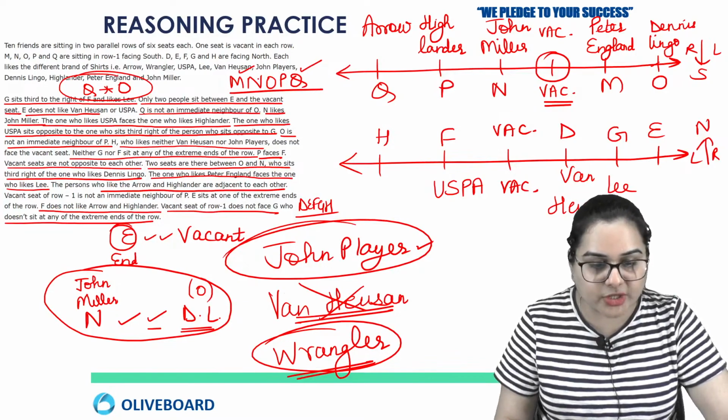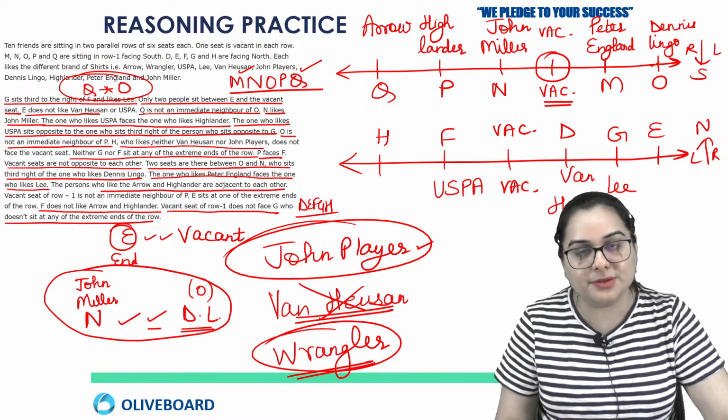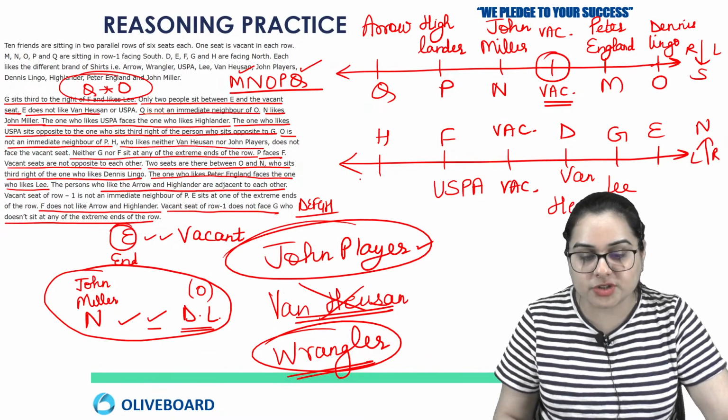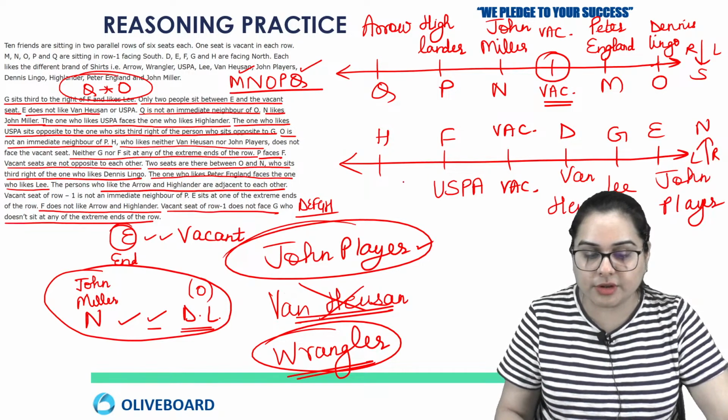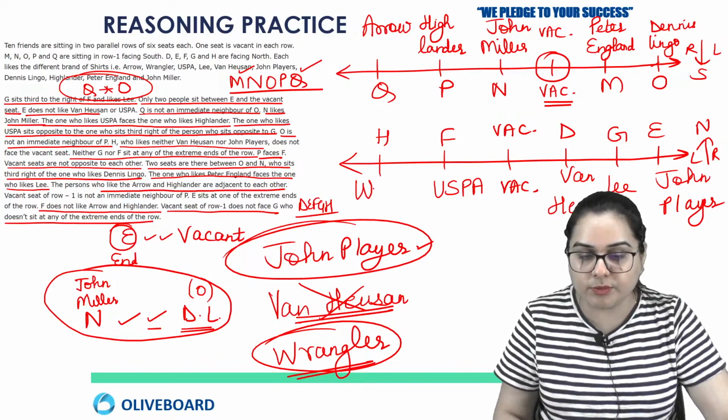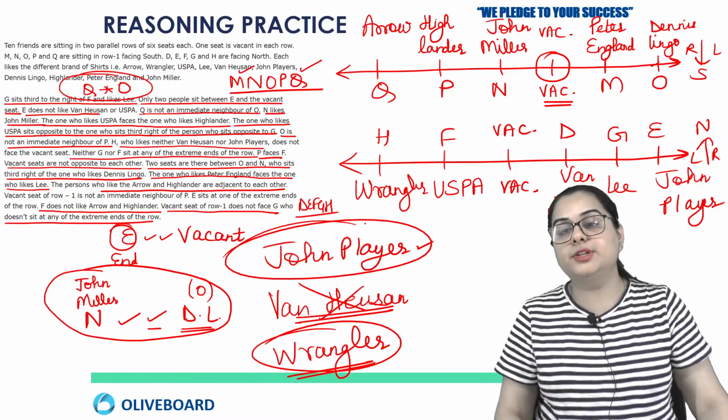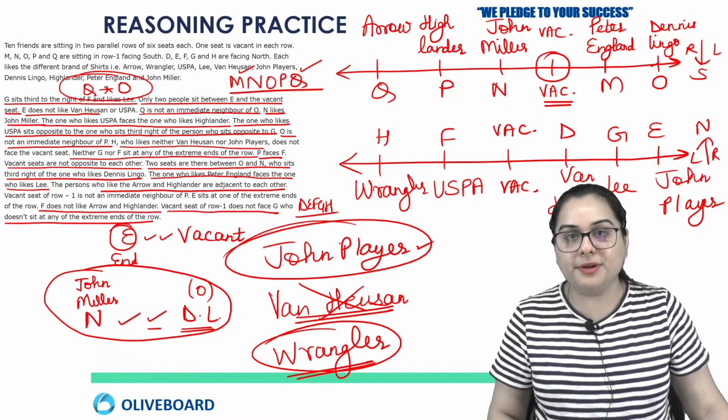So let's check if there is any information about John Player or Wrangler. About H, he says H does not like John Player. So if H does not like John Player, John Player will be written at the position of E, and at the position of H I am left with just one name, which is Wrangler. So this is your complete solution here. I hope you all like the solution.